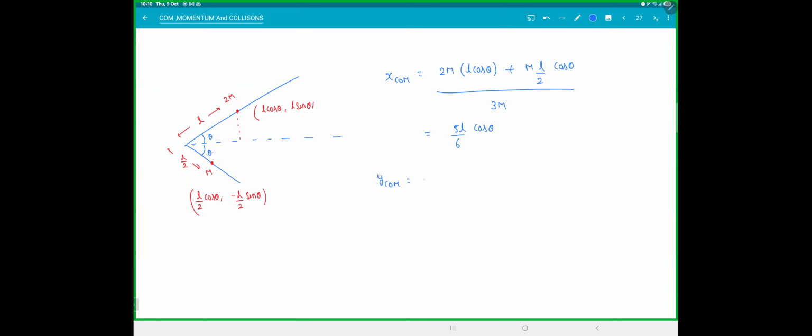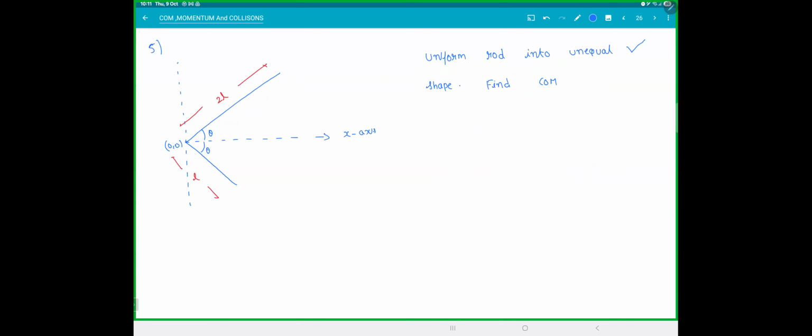Similarly, if you look at the y center of mass, it will be 2mL sin theta minus mL by 2 sin theta, by 3m. That would be L by 2 sin theta. Check. Yeah. Masses won't be same. Just be careful with that. You just have to replace that rod with a particle at the center, and then it becomes a particle problem. Easy. Let's see one more like this. Any doubts on this?